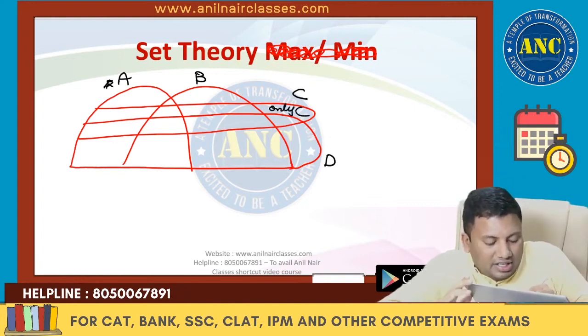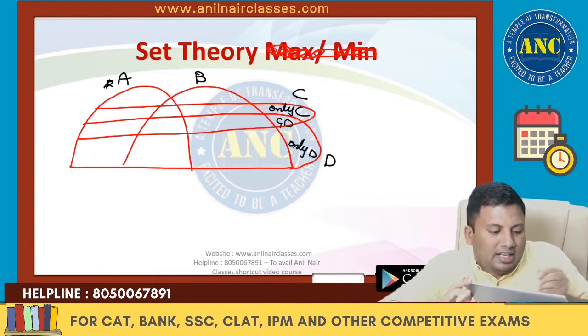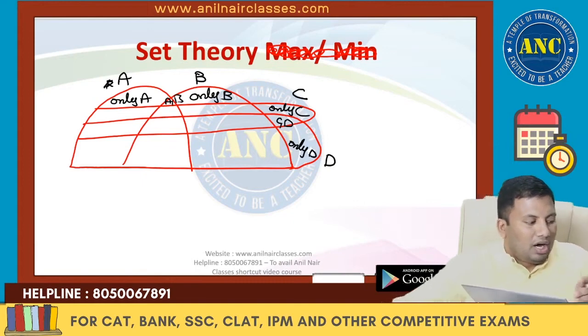Right, left side it is out. This is nothing but only D. This is C and D. This is nothing but only A. This is nothing but only B. A and B. Bottom it is out. Are you all with me?